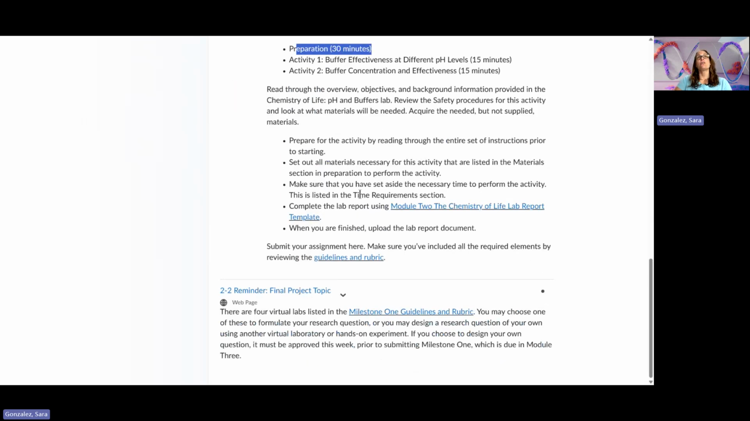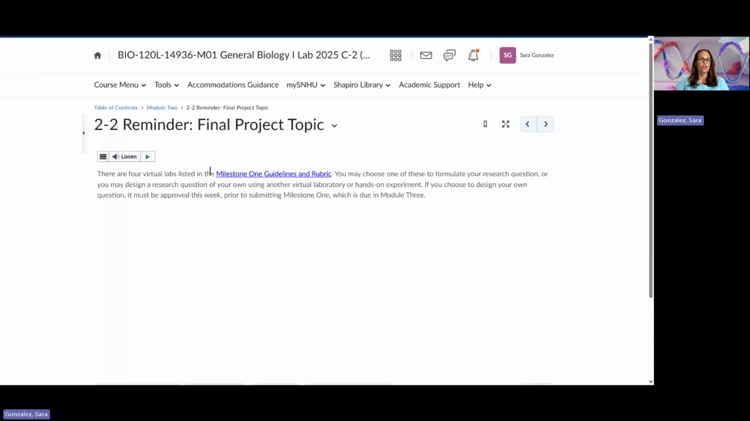Also in this section here is 2.2, which is the final project topic. There are going to be 4 virtual topics listed in this milestone. Take a look at it. You're going to choose one, and you're going to formulate a research question. You may design a research question on your own or some other virtual laboratory or hands-on experiment. If you choose to design it, make sure you submit it to me for approval. I just want to make sure that it has to do with our topic here. If you just click here and look at the milestone rubric, you're going to choose one of the research questions that are provided, or you can choose one on your own for approval.